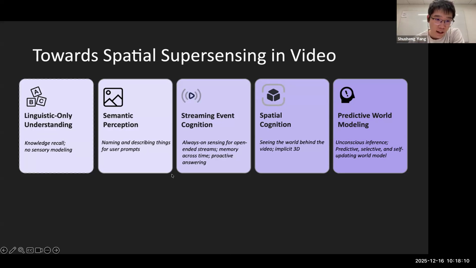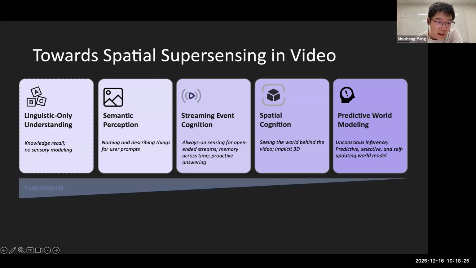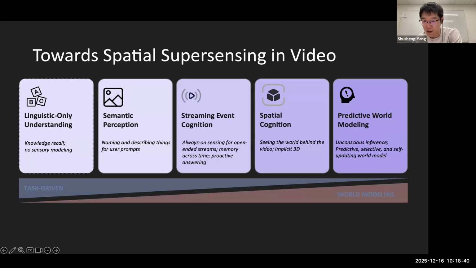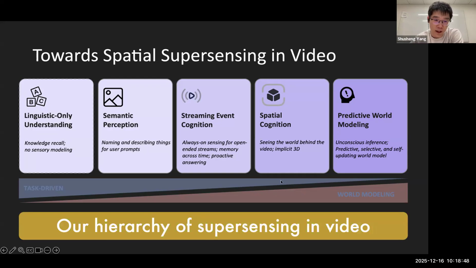So this is our definition of supersensing. It has five levels, from linguistic-only understanding to semantic perception, to streaming event cognition, to spatial cognition, and ends with predictive world modeling. At the lower levels, it is more task-driven, meaning you have a question and your task is to answer it. At the higher levels, it is more about world modeling, which is more about passive understanding. So this is our definition and hierarchy of supersensing.